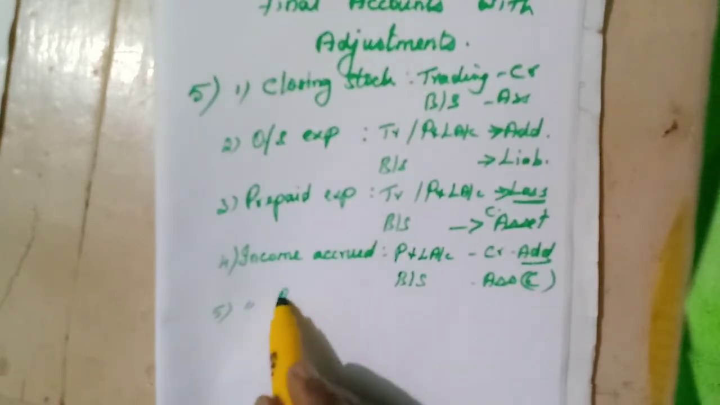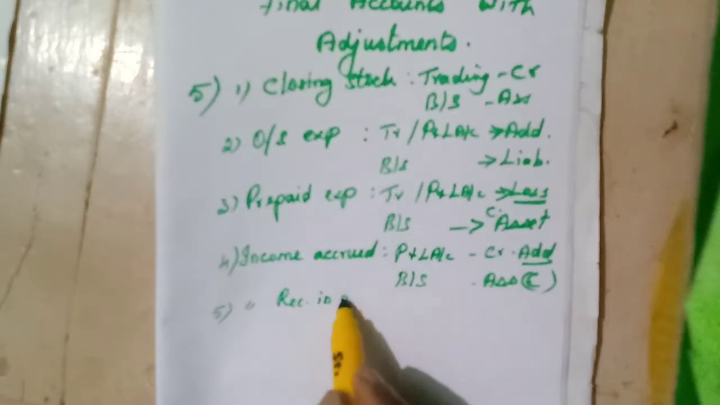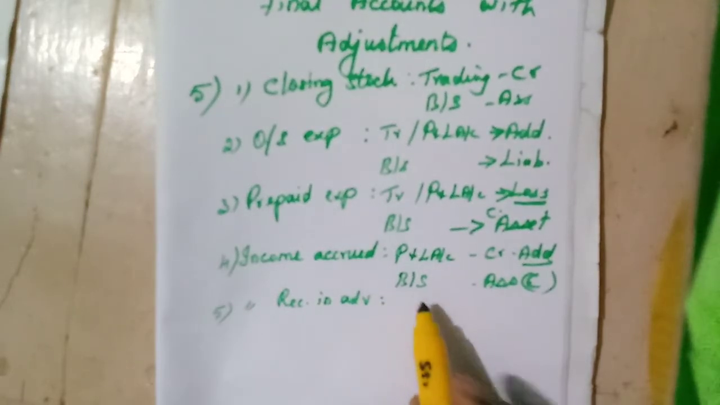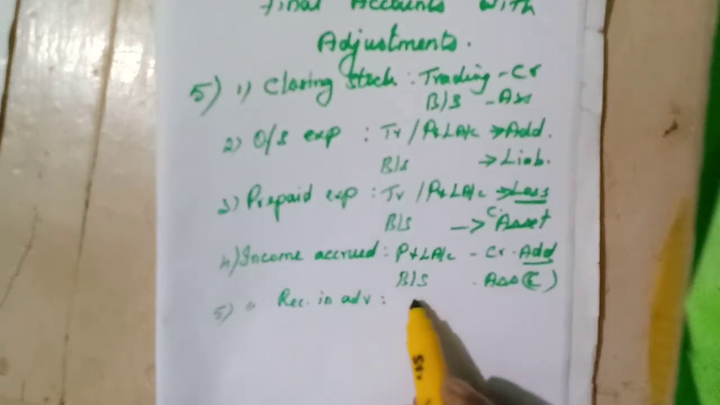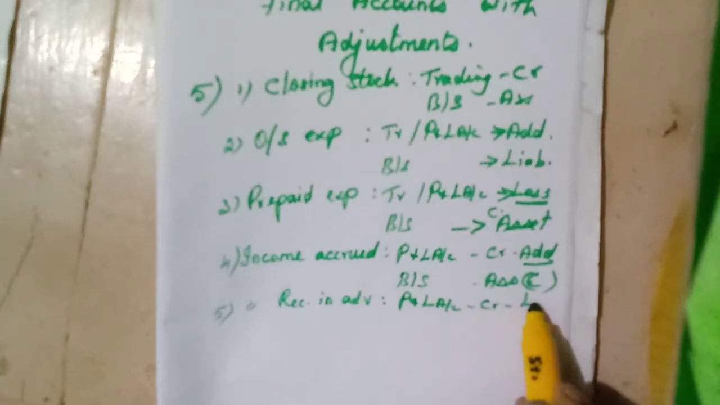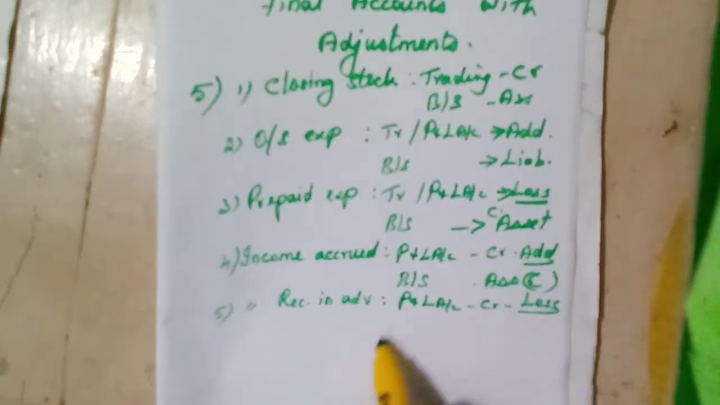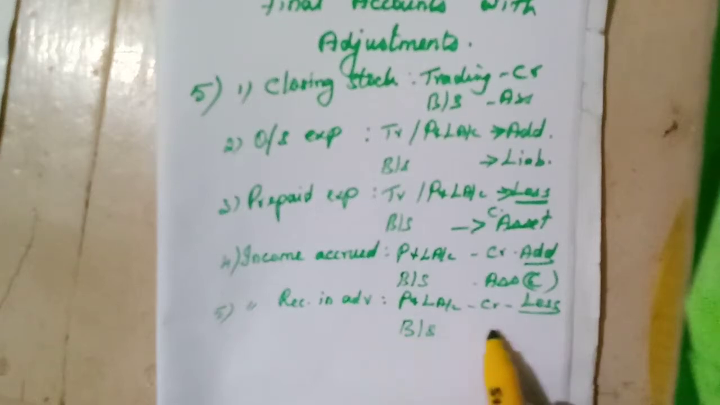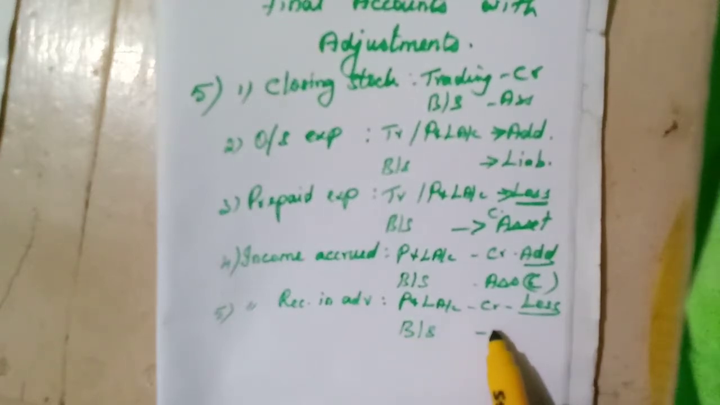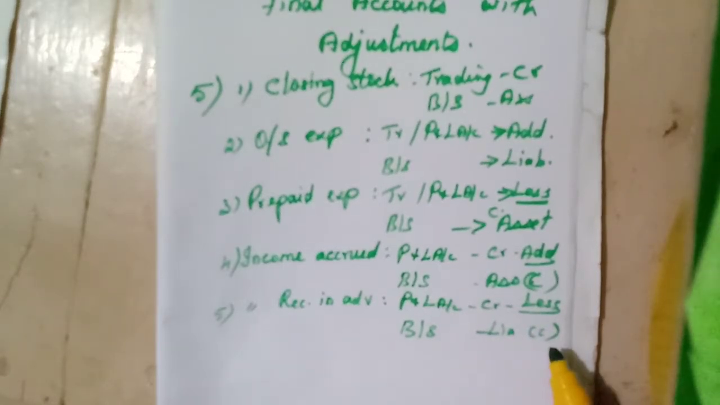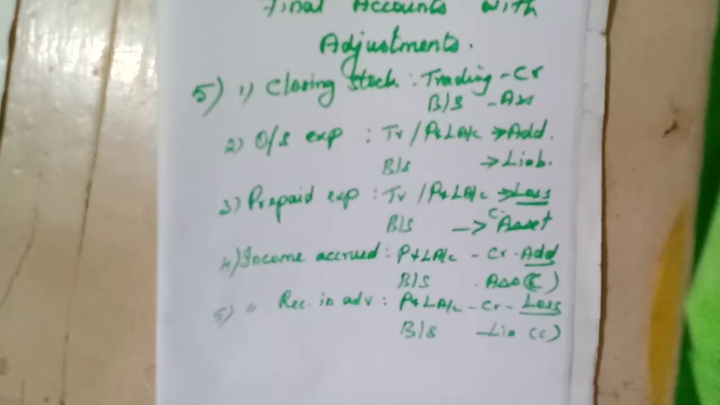Then income received in advance. This also in the profit and loss account credit side we should deduct. Then in the balance sheet it is a liability, current liability. It will come under the heading current liabilities on the liabilities side of the balance sheet. So 5 adjustments we have learned. One third of the lesson we have completed.